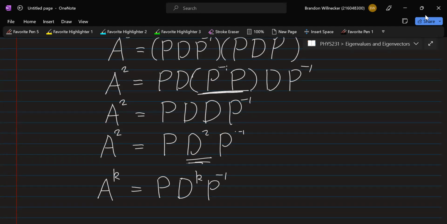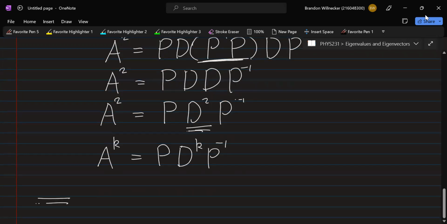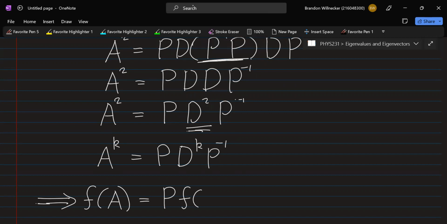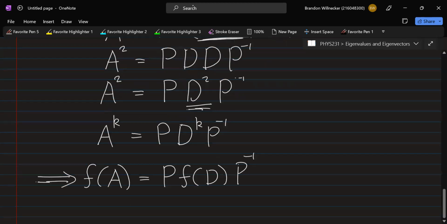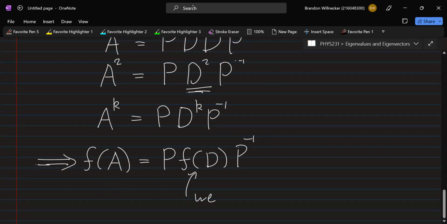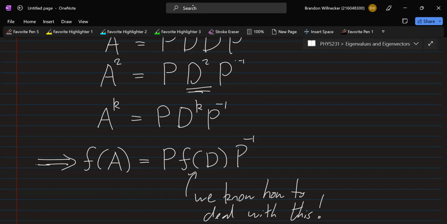And if we can take arbitrary powers of K, then we can take functions of A via the Taylor series. So through a very similar argument that we had before with D, we can take f of A is equal to P f of D, which we know how to do now, P inverse. So we know how to deal with this. Yeah, and that allows us to take functions of diagonalizable matrices.